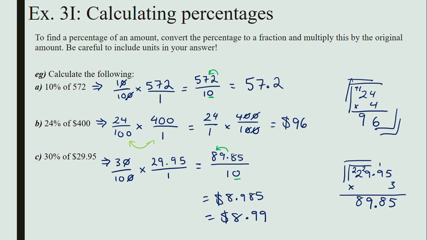As always, guys, if you have any questions, let me know. Your steps here are always going to be to write the percentage as a fraction, write the second number as a fraction over 1, and then complete fraction multiplication as you would last term.